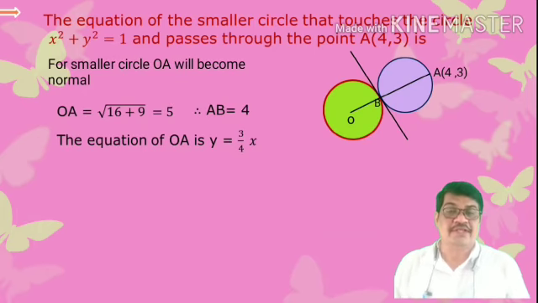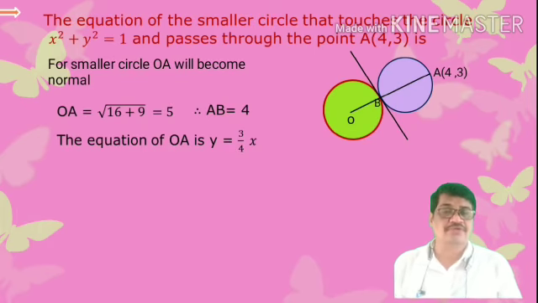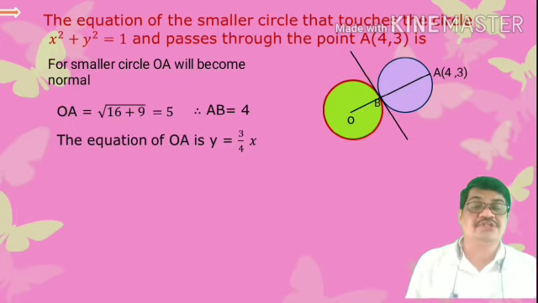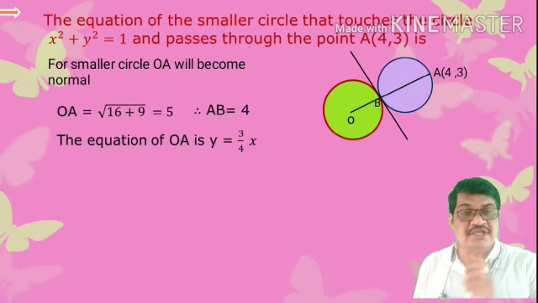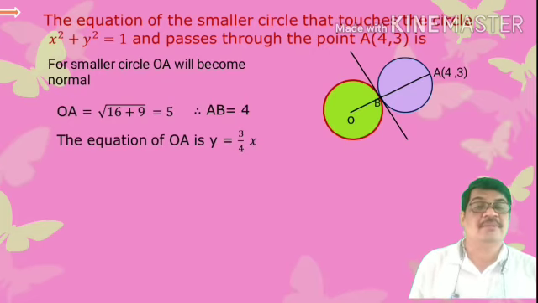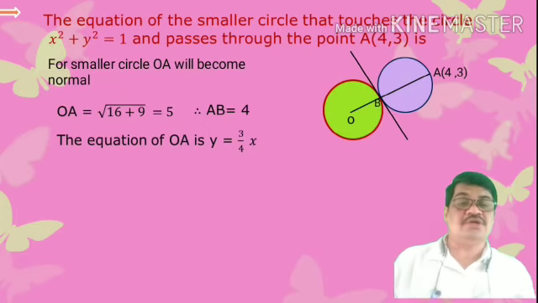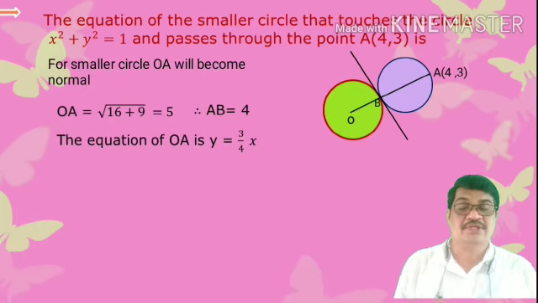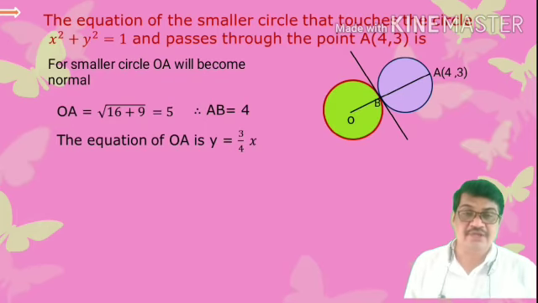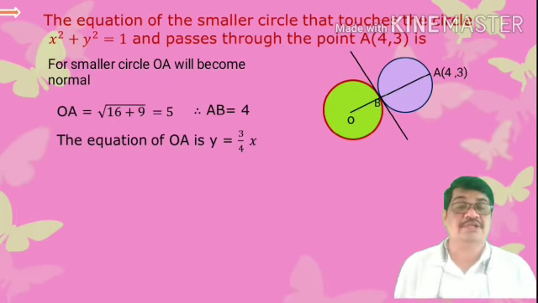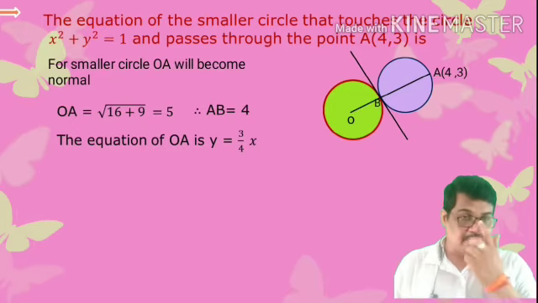Now we have to find the equation of OA. What is the equation of OA? That is the line passing through the origin and A, which is (4, 3). Now we have to write the equation of the straight line passing through the 2 points (0, 0) and (4, 3). The equation of OA is y = 3/4 x.